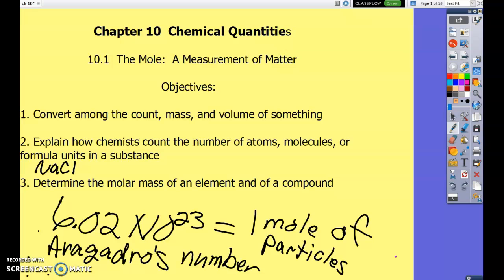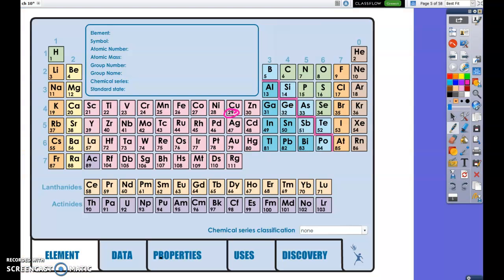And the really cool thing, again, about this number is, if I look at the periodic table, magnesium has an atomic mass of 24.305 atomic mass units. If I have that many grams of magnesium, it is 1 mole. It works for every element on the periodic table. Calcium has an atomic mass of 40.08 atomic mass units. If I have 40.08 grams, I have 1 mole, which is 6.02 times 10 to the 23rd particles.